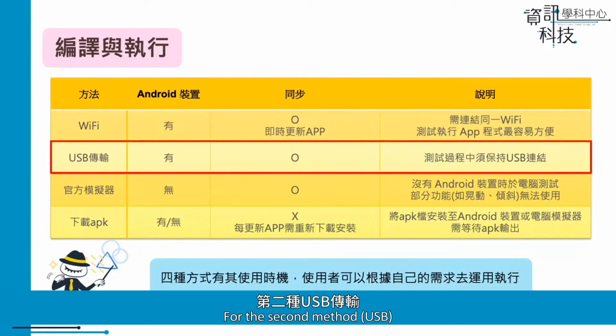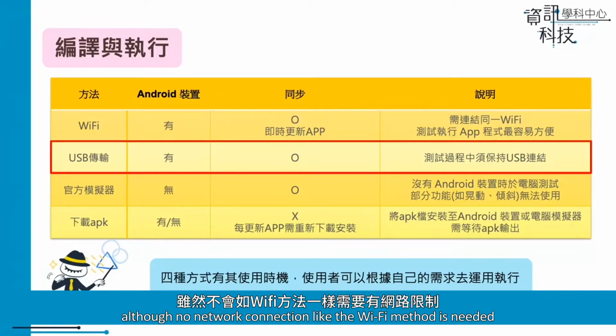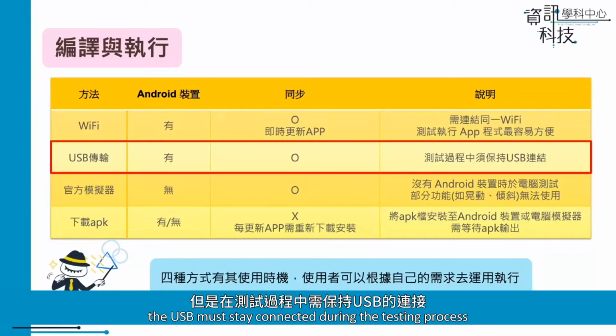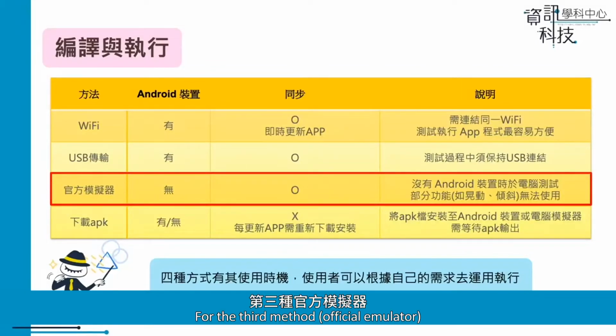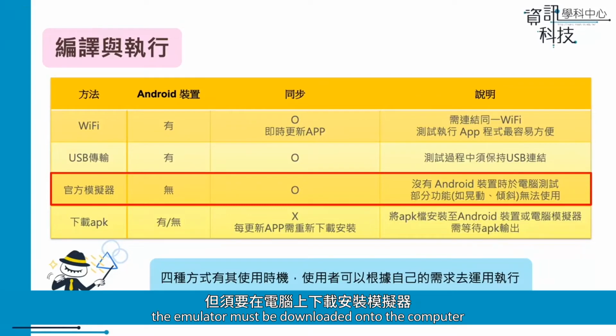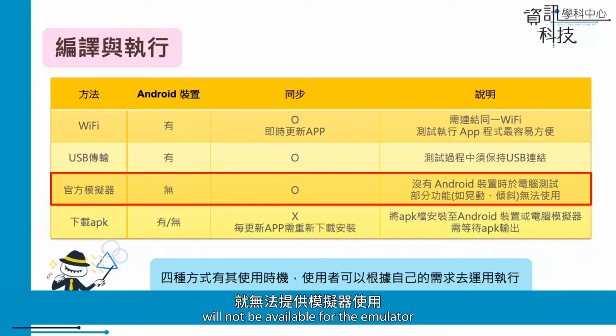For the second method, USB, although no network connection like the Wi-Fi method is needed, the USB must stay connected during the testing process. For the third method, official emulator, although no Android device is needed, the emulator must be downloaded onto the computer, and some of the functions such as tilting or shaking will not be available for the emulator.